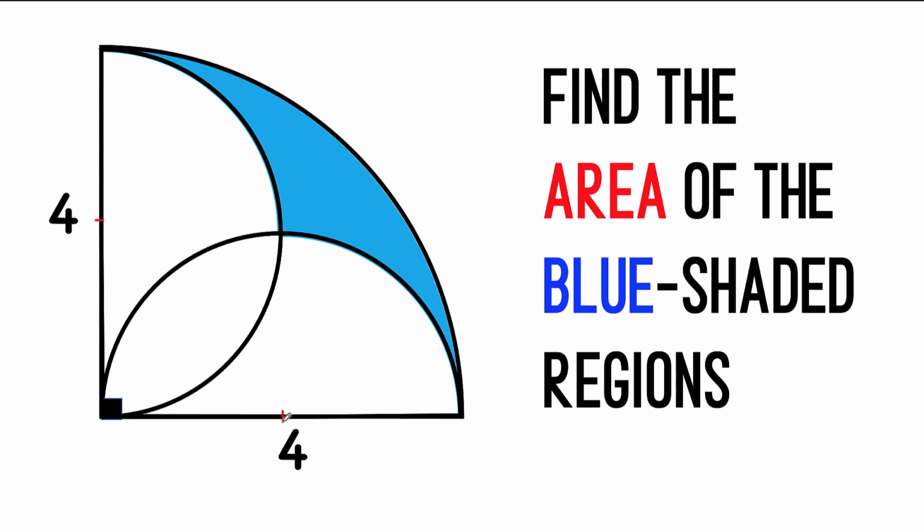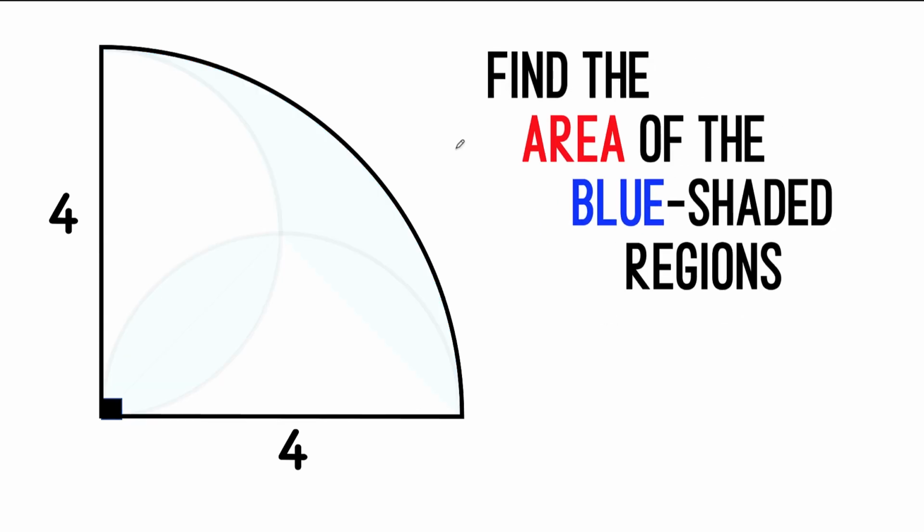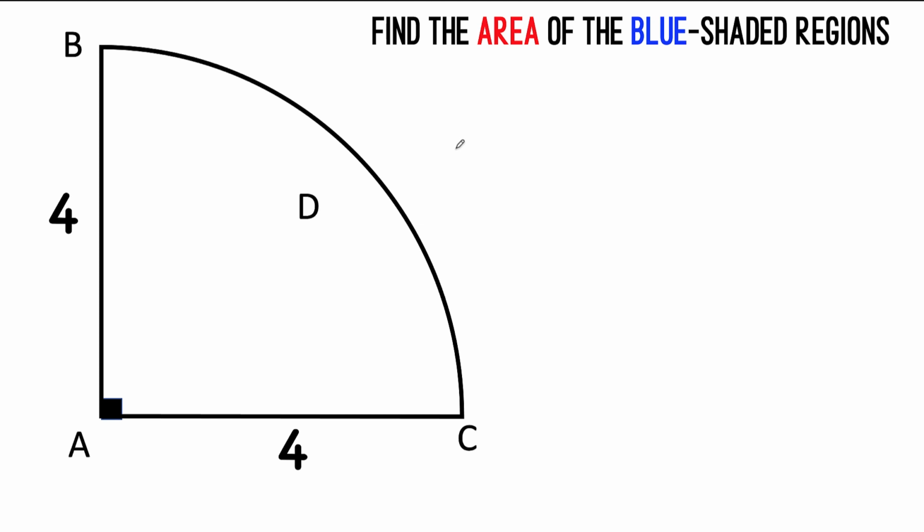Then we shade this region and this other region, and we would like to find the combined area of these two blue shaded regions. You can pause the video and see if you can solve this elegant geometry problem. Now let's solve this problem. Let's start by labeling the parts.